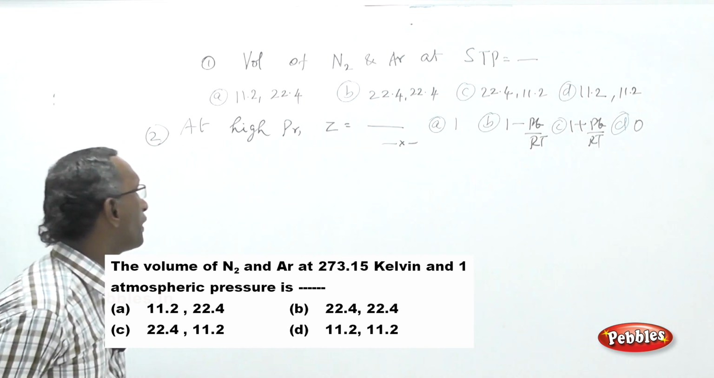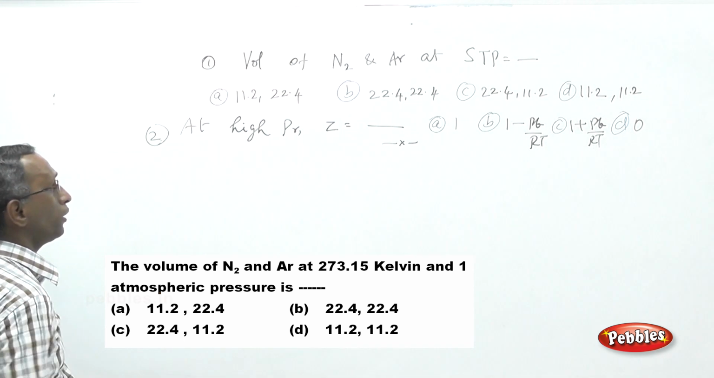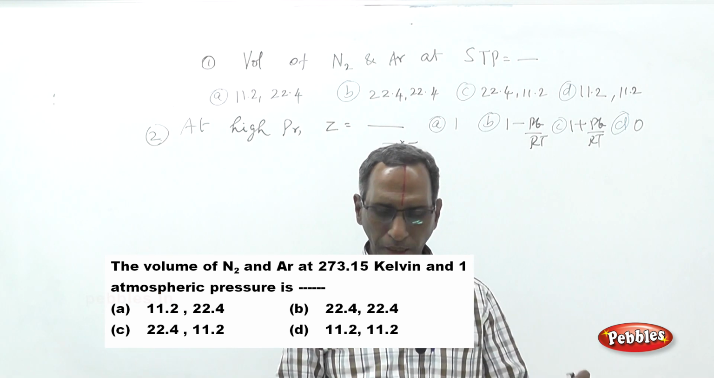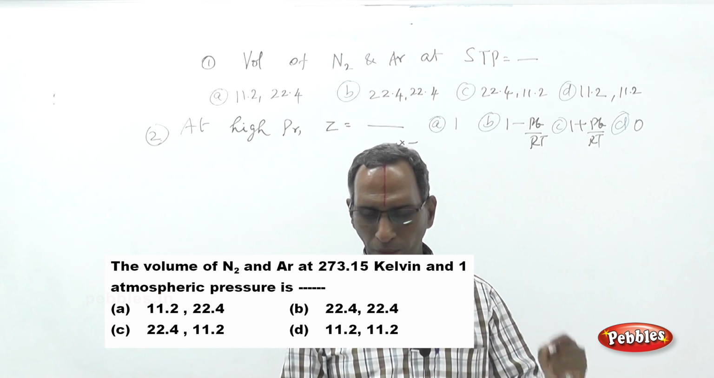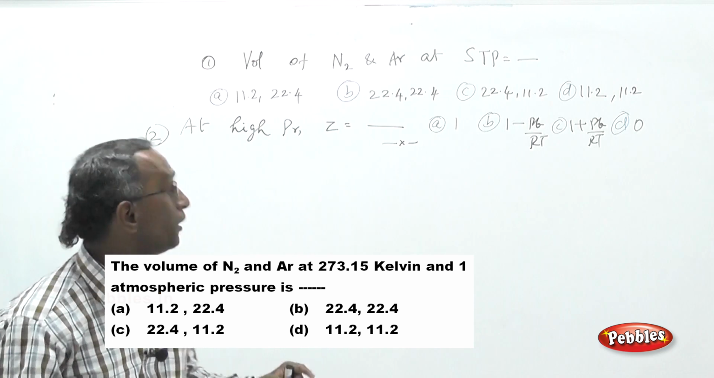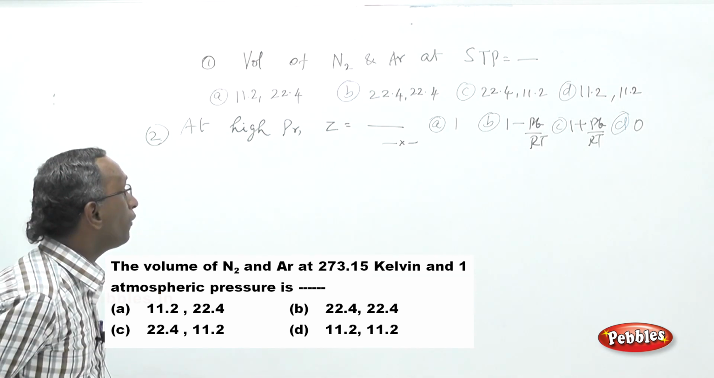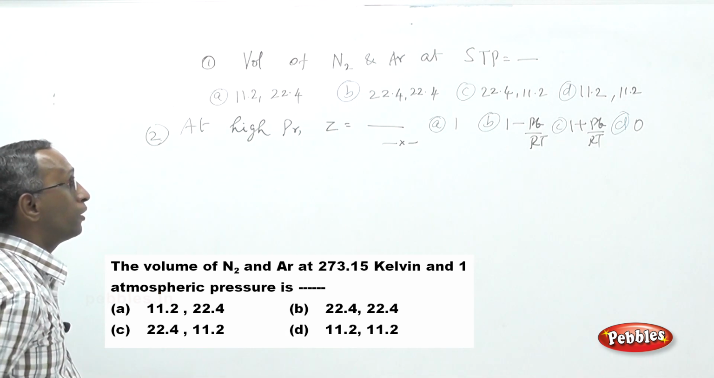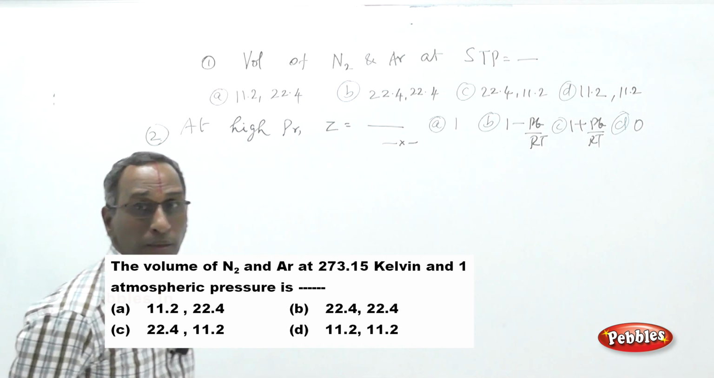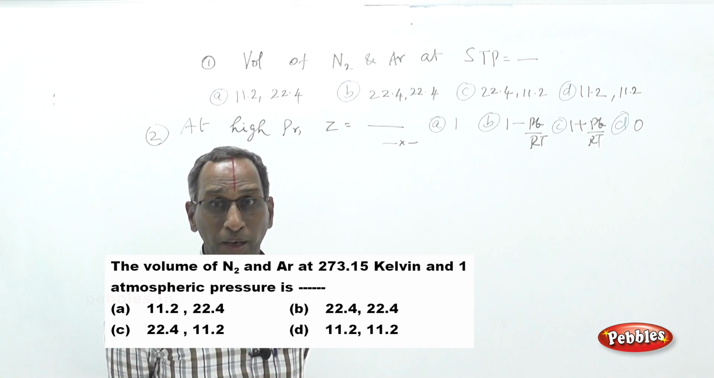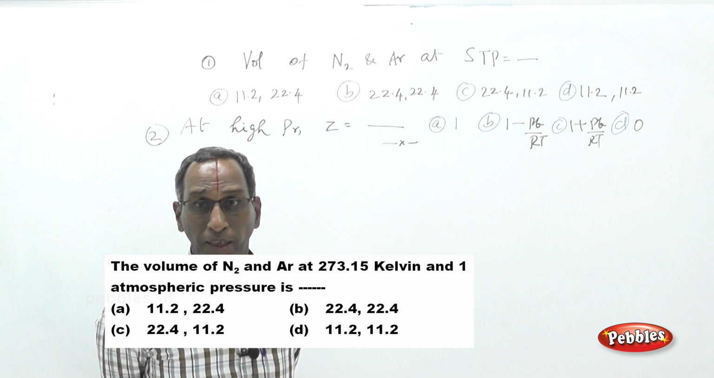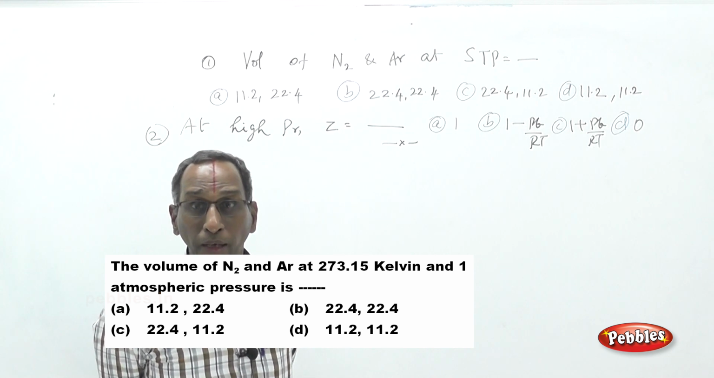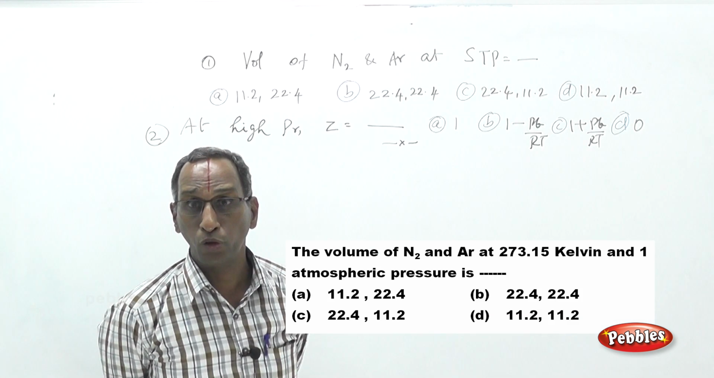Now this question is based on the concept of molar volume. The question reads: the volume of nitrogen and argon at 273.15 Kelvin and 1 atmospheric pressure is dash. It is condensed as volume of nitrogen and volume of argon at STP. Nitrogen is N2, argon is Ar. The symbols may confuse: argon contains only one atom per molecule, whereas nitrogen has two atoms per molecule.